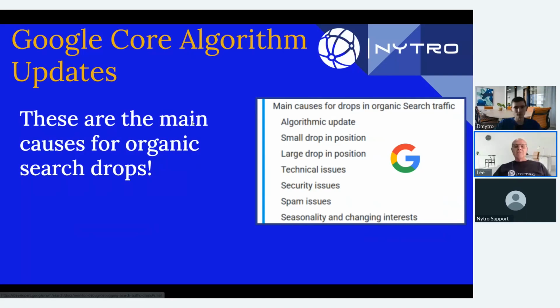According to Google, the main reasons for changes in ranking or in visibility are the following. It can create small drops or large drops in ranking. It can be due to technical issues, which we're going to cover. It could be due to security issues, spam issues, and just changing interests of surfers. So these are the main reasons that Google identifies as relevant to algorithm changes in ranking.